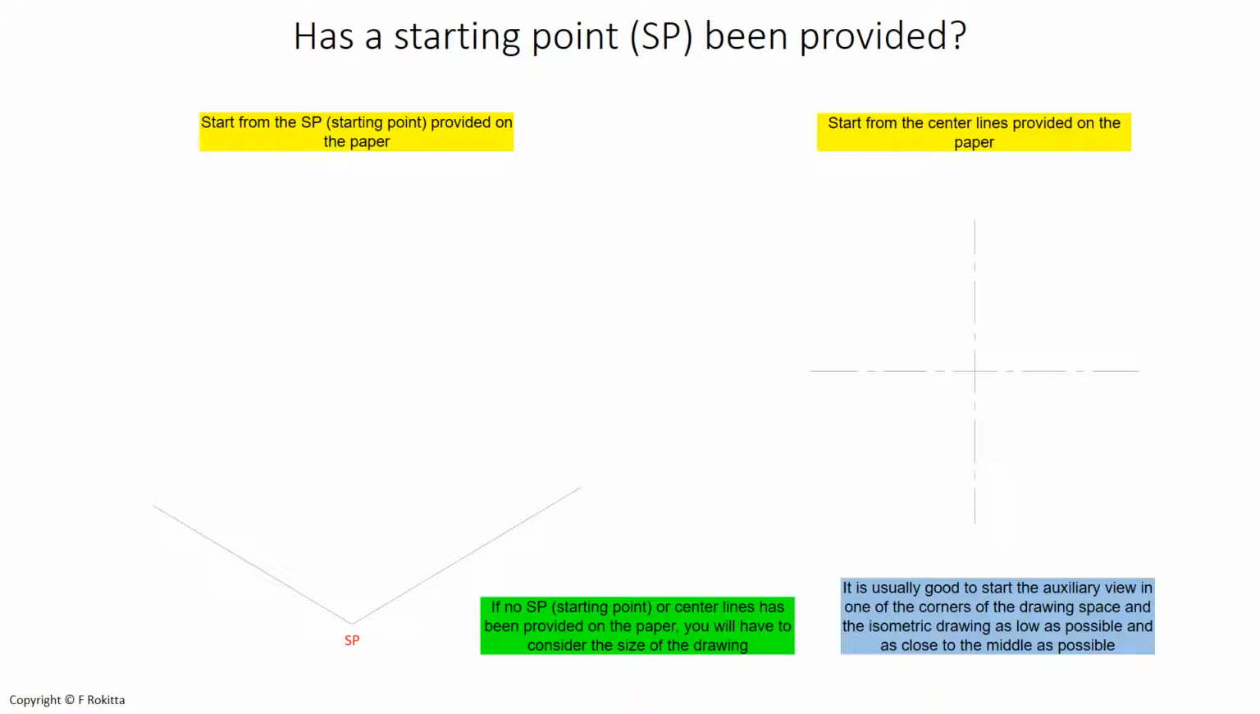When drawing an isometric drawing, it is best to start your auxiliary view using the center lines provided and then also drawing your auxiliary view in one of the corners of your paper. Also start your isometric drawing as low as possible and as close to the middle of your paper.